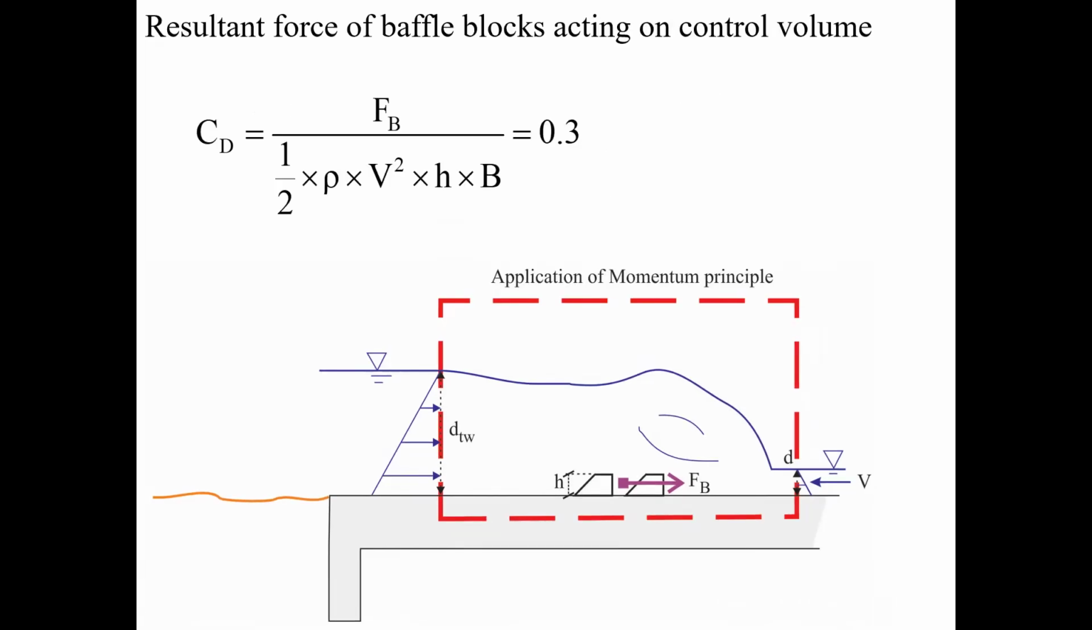That resultant is equal in dimensionless form to 0.3, that is the drag coefficient, which is defined as the ratio of the resultant force to half of rho V squared times the frontal area of the block, h, the height of the blocks, times B, the width of the channel. And this gives us a resultant force of the baffle blocks of 884 kilonewton.